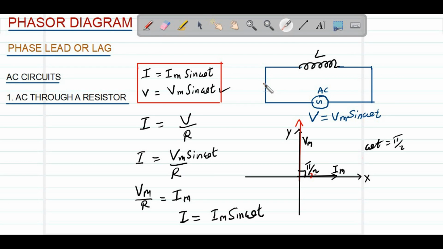Okay. So in the next class we will discuss in detail about this phase lead or lag with examples of an inductor in a circuit and also a circuit with a capacitor, and finally a circuit with all the three components, inductor, capacitor and resistor, that is the LCR circuit.